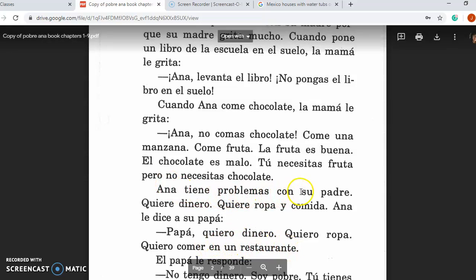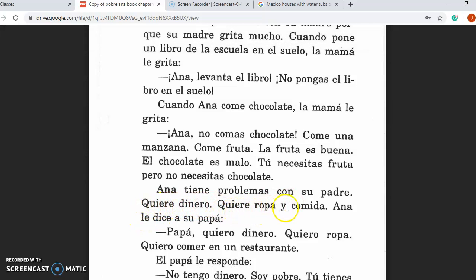Anna has problems with her father. She wants money. She wants clothing and food.